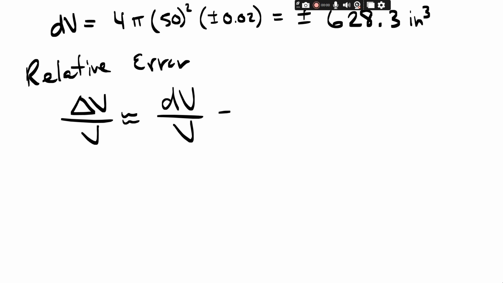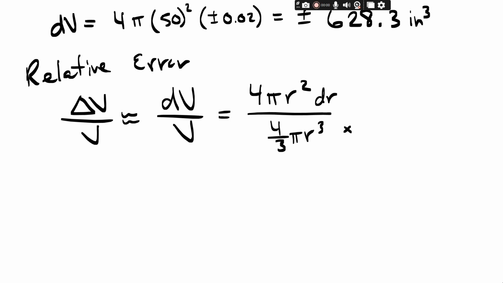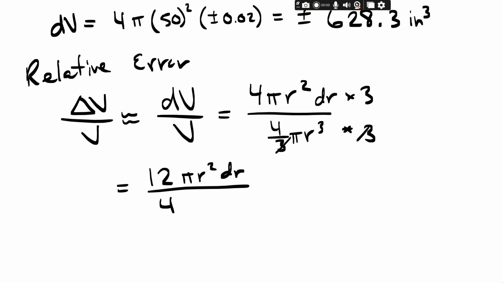Okay, so anybody give a formula for delta V? Perfect, awesome. And then the volume formula. Perfect, okay. And can we plug in, let's simplify this out first here. Can we just multiply by 3 on both sides? Just to get rid of that, don't like that thing on the bottom here. 3's cancel. I'm left with 12 on top, 12 pi r squared dr over 4 pi r cubed.